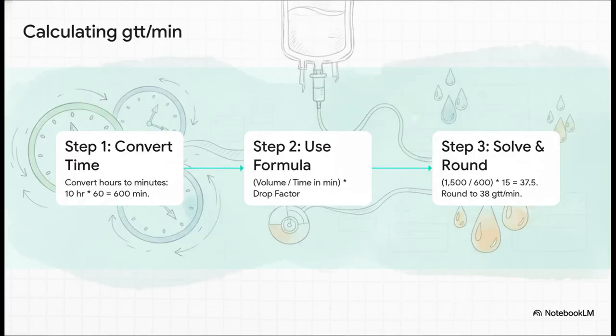First, because we want drops per minute, our first job is to convert the total time from hours to minutes. So 10 hours times 60 is 600 minutes. Then the formula is volume over time in minutes, and you multiply that whole thing by your drop factor. This gives us 37.5. Now, since you can't give half a drop, you round to the nearest whole number. So our final answer is 38 drops per minute.